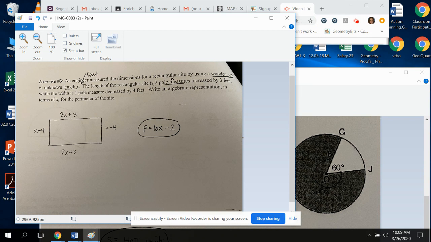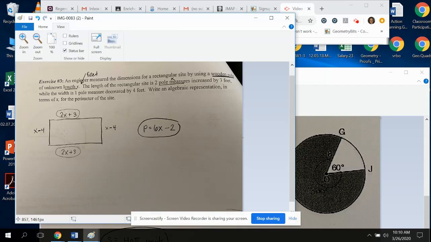So moving on from circles and arc length and angle measure, we're going back to rectangles and perimeter. So it says you have a rectangular site. So I drew a little picture. So this engineer doesn't have a measuring tape. So what he or she has is a wooden pole they're using to measure. So we're saying that pole has length of X. The length of the rectangular site is 2 pole measures increased by 3 feet. So there's your 2 times whatever that pole length is plus 3 feet.